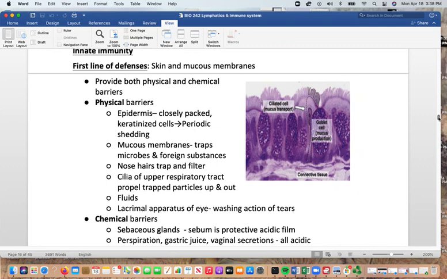Your mucous membranes help to trap the microbes and foreign substances. Nose hairs help to trap and filter. The cilia of the upper respiratory tract will help to trap particles and then move them up and out. Fluids catch things, and then the lacrimal apparatus of the eye. You have the constant washing of the tears so it can mechanically flush things out.